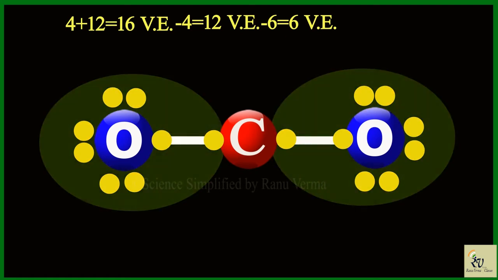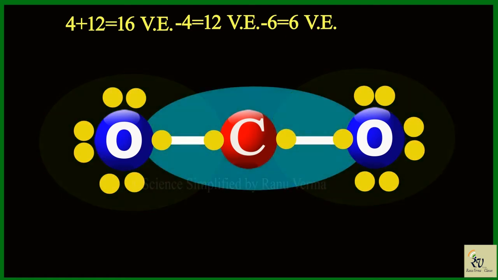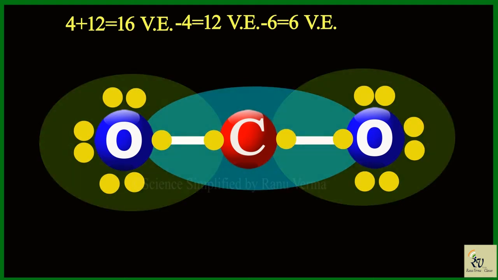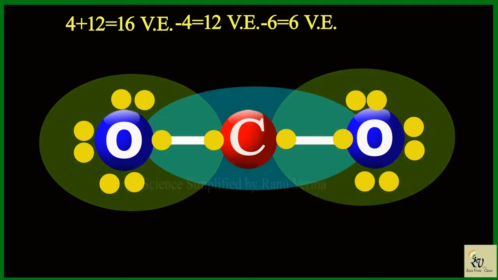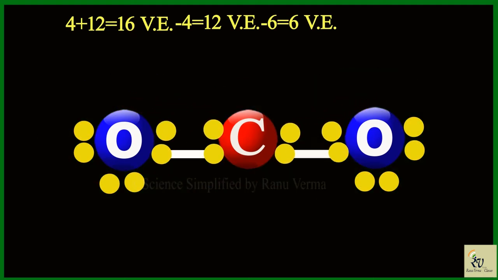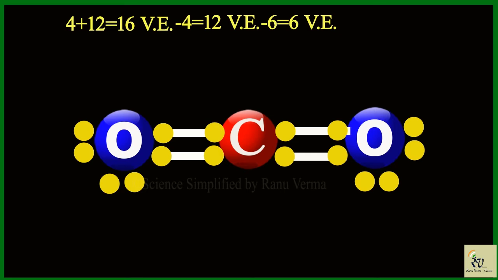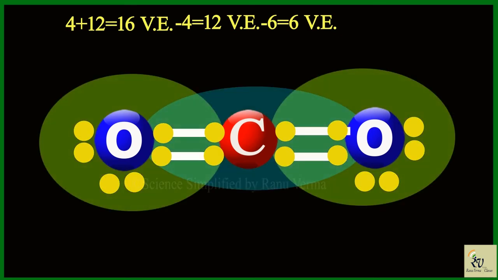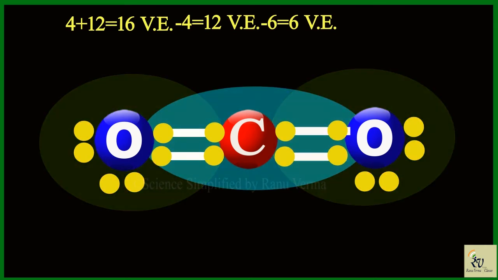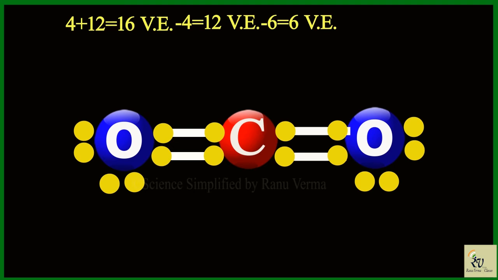Now check the octet of the central atom carbon. Its octet is incomplete. Place a lone pair of electrons from each oxygen at the center. Now the structure will be like this, and make a bond. So we have seen there are 2 lone pairs on each oxygen and carbon is attached with a double bond to both oxygens. The octet of carbon is completed, and the octet of oxygen is also completed.